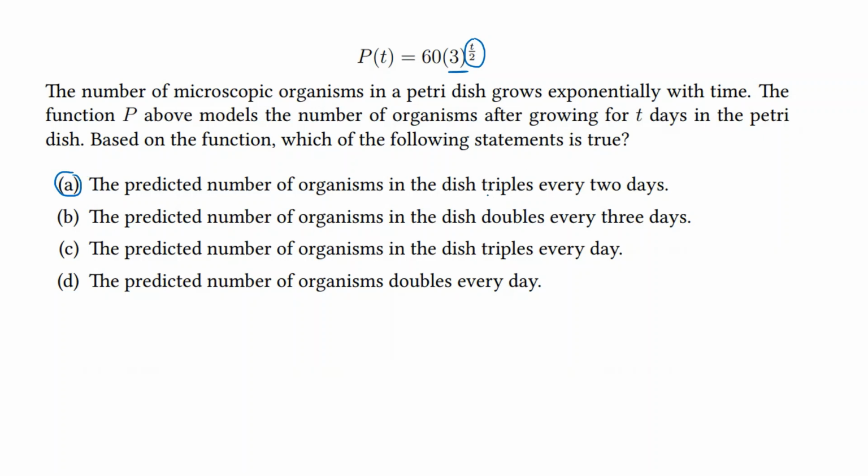The dish we know has to triple because the base number is a 3. That means we would multiply whatever existing amount is by 3, which is tripling. We also know it has to occur every 2 days, because in the fraction it is t over 2.